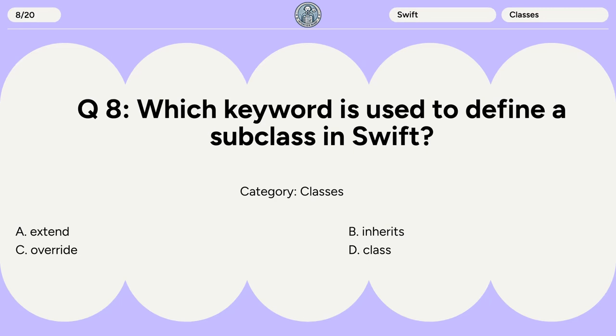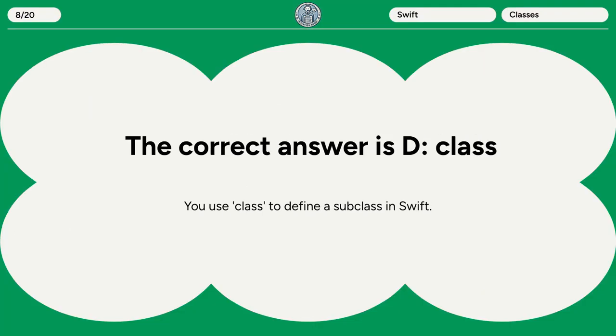Question 8. Which keyword is used to define a subclass in Swift? A. Extend. B. Inherits. C. Override. D. Class. The correct answer is D. Class. You use class to define a subclass in Swift.